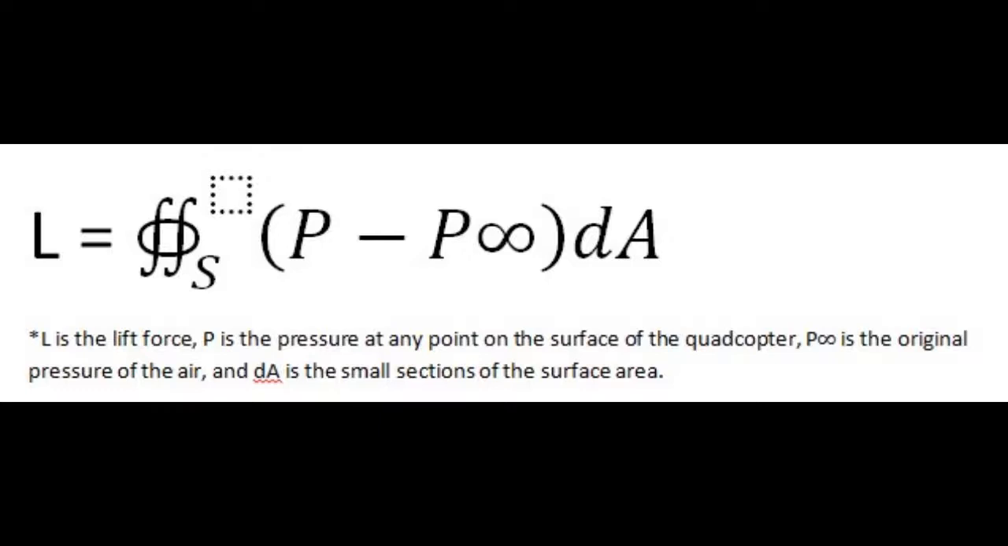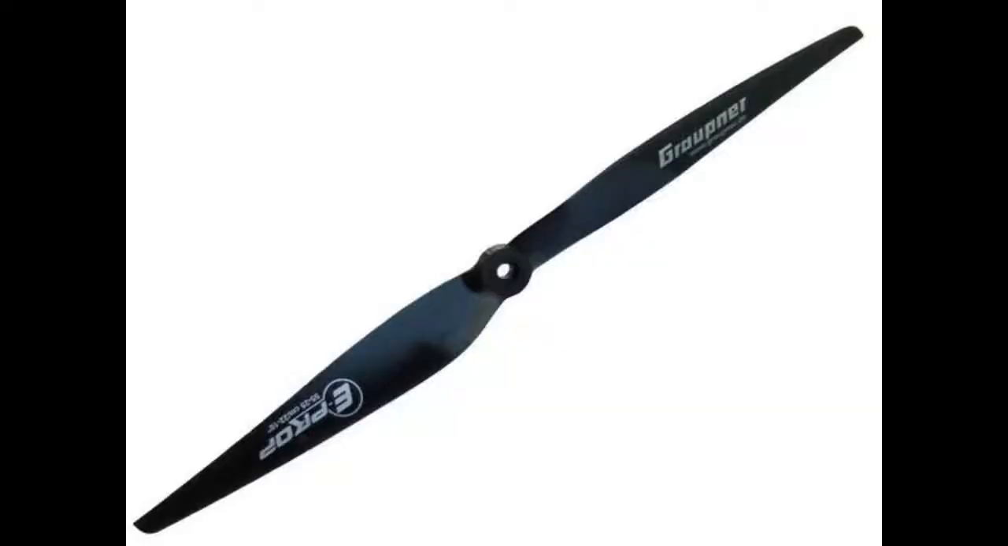And the net pressure force is the lift force combined with the drag force. As you can see in this equation, L is the lift force, P is the pressure at any point of the surface of the quadcopter, P infinity is the original pressure of the air, and dA is the small sections of the surface area. Since the distributions can be controlled by cambering the blades and wings, the quality of the wings is very important to design a quadcopter that distributes the forces evenly. This is why videographers get the top quality wings to have the best control and stabilization of their quadcopter.